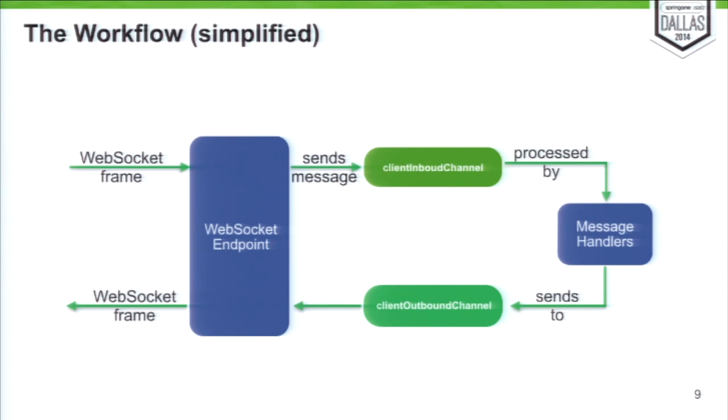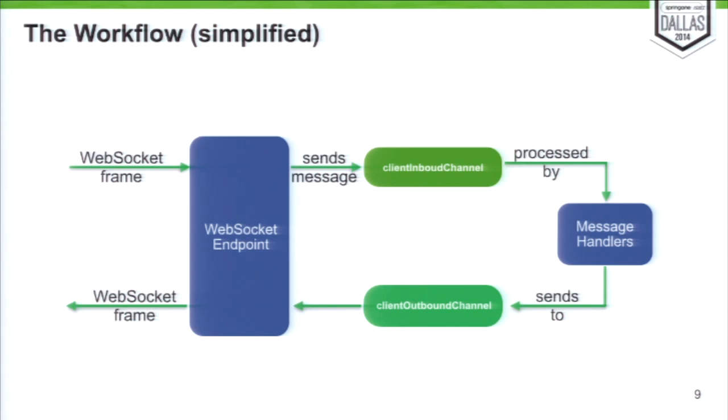So let's understand how these frames are processed, how Spring helps us out in processing these kinds of WebSocket messages. This is the workflow, which is simplified, with the main components. We're going to receive a WebSocket frame, which will basically be a STOMP message, which will be processed by or sent to an endpoint. This endpoint is built on top of the JSR, implementing the main JSR components, and it's going to take care of this message.